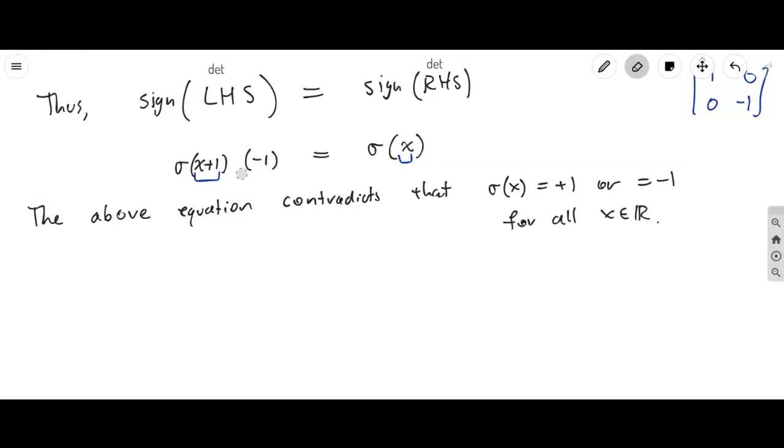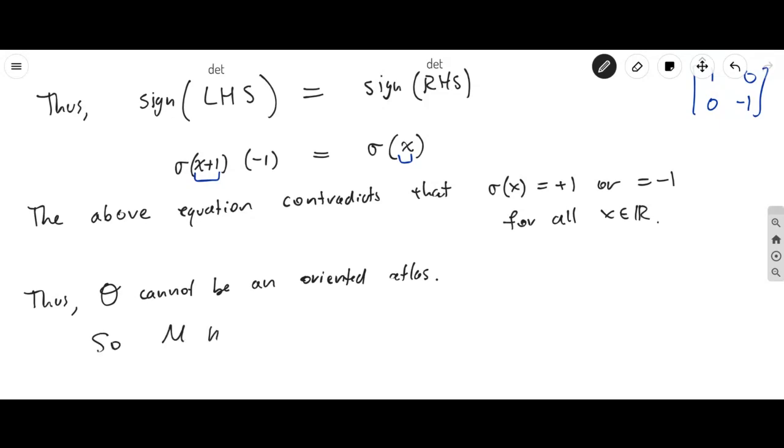But the nice thing about this proof is that it makes this entire idea completely rigorous. You get to see the contradiction. And hence, we have shown, so thus, O cannot be an oriented atlas. So M has no oriented atlas. That would just mean M is not orientable.